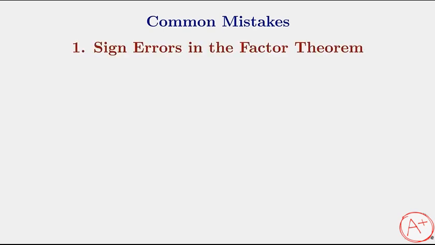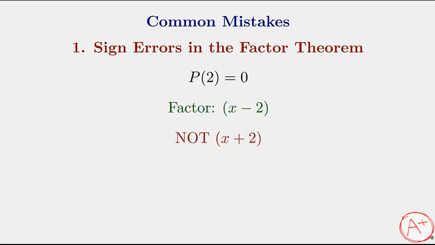Even top students can lose marks on cubic equations due to simple slips. Here are the three most common mistakes to avoid. The most frequent error is misidentifying the factor. If you find that p of 2 equals 0, the factor is x minus 2, not x plus 2. Always flip the sign of the root when writing the linear factor.